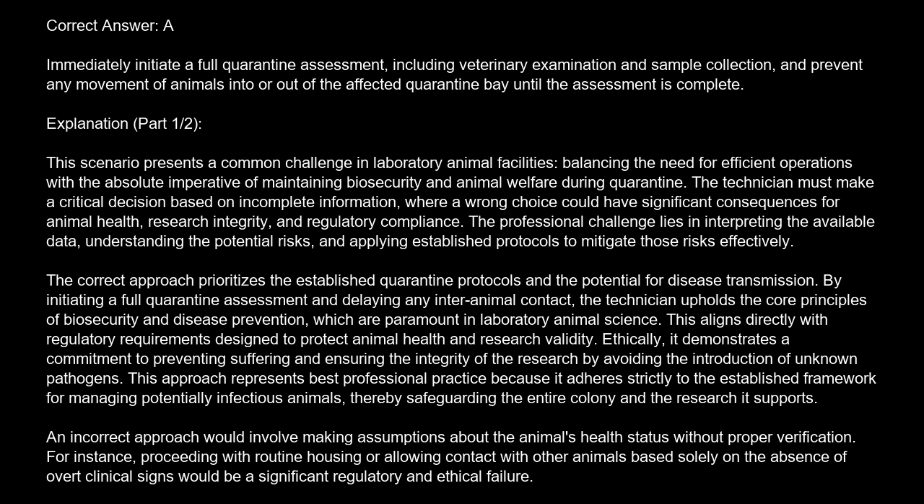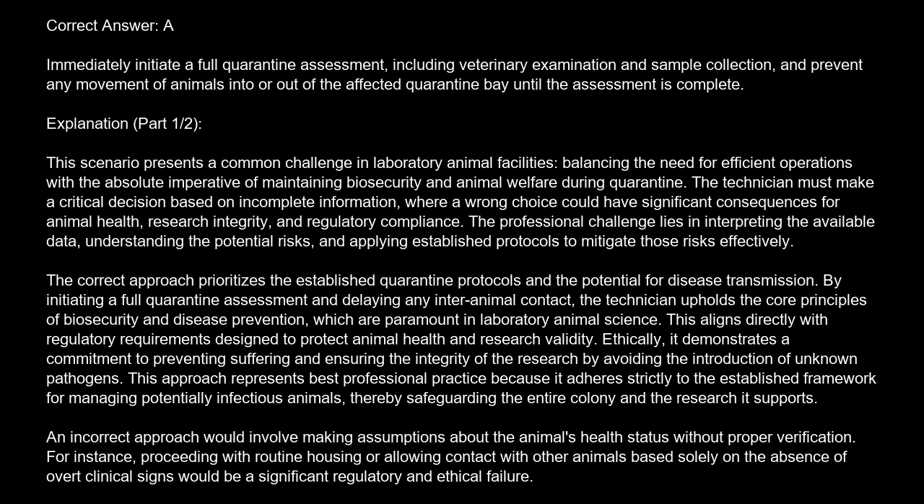Explanation. This scenario presents a common challenge in laboratory animal facilities, balancing the need for efficient operations with the absolute imperative of maintaining biosecurity and animal welfare during quarantine. The technician must make a critical decision based on incomplete information, where a wrong choice could have significant consequences for animal health, research integrity, and regulatory compliance.